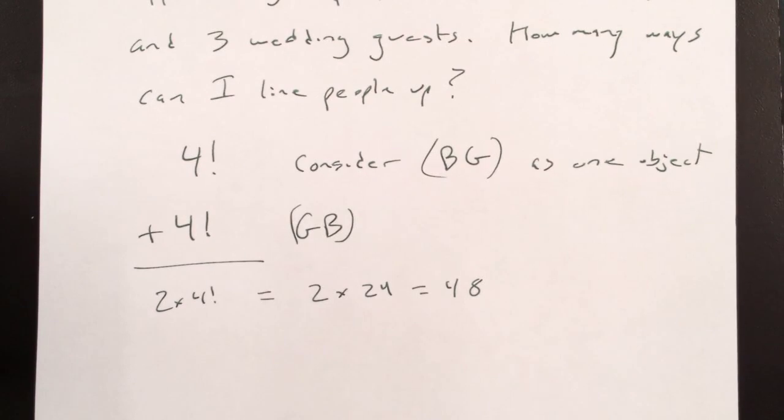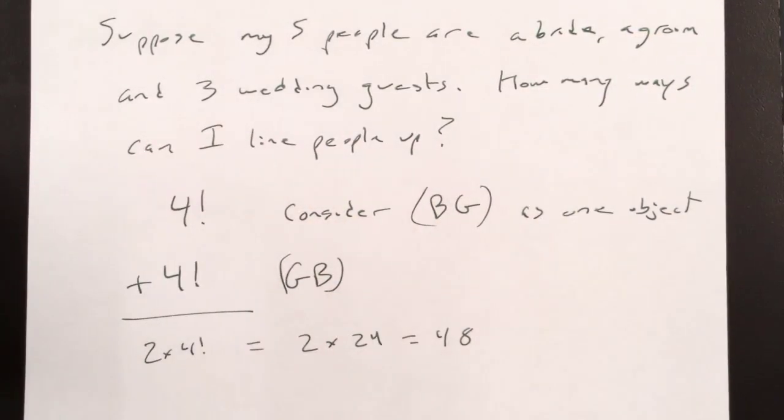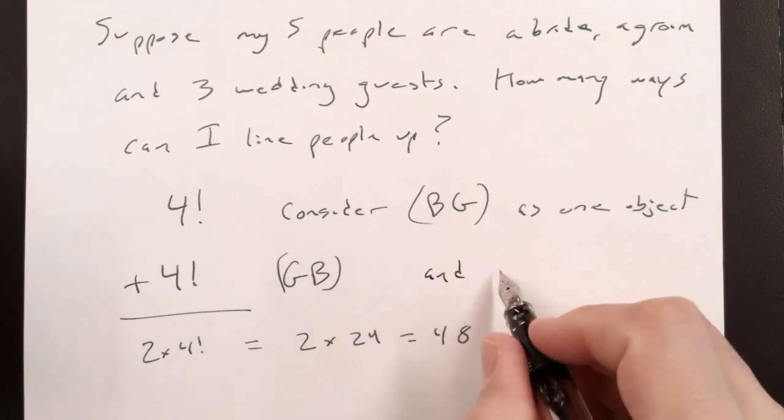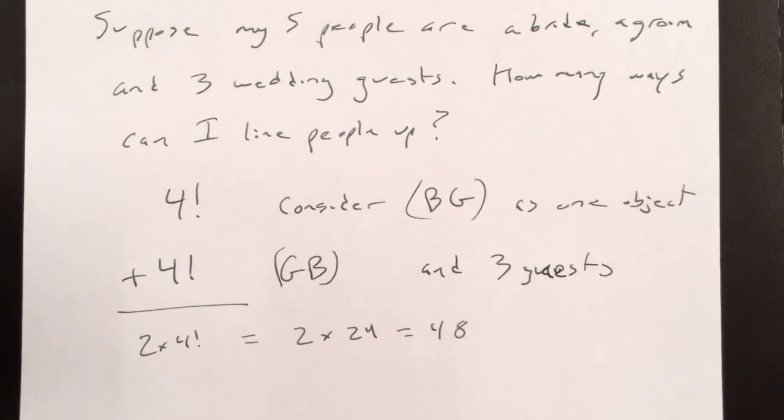Because I had the bride and the groom and 3 guests, right? So now I have the bride and the groom as 1 object and 3 guests. I can think of 4 objects being arranged. There's my set of 4. More questions?